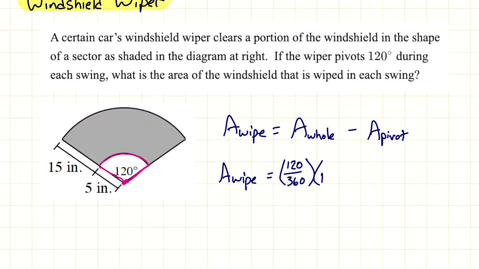Let me use brackets. So let's do pi times r squared. All right, so that's going to give us the area of the whole. Now that means r squared, I need to know the radius.